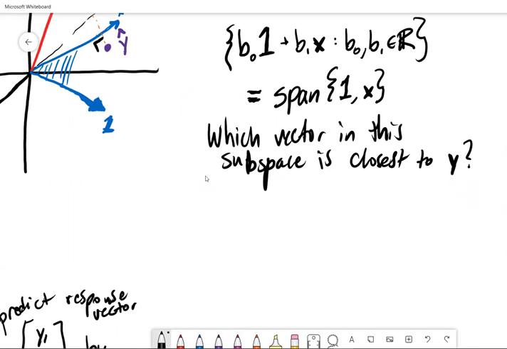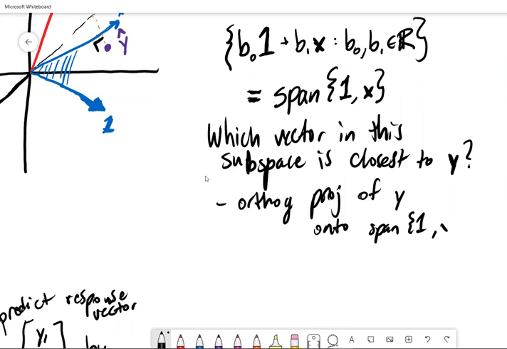Which vector in the span of 1 and x is as close as possible to y? That is the prediction vector that results in the smallest sum of squared residuals. So the answer is the orthogonal projection of y onto the span of 1 and x. And we're going to call that y hat.